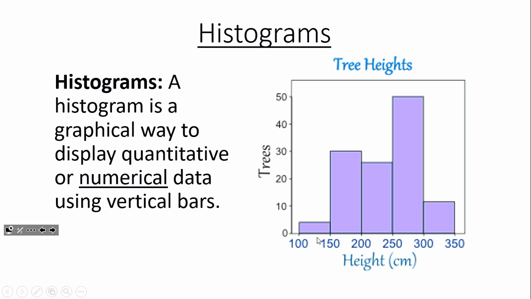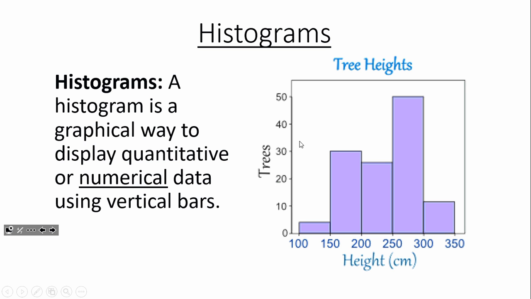This is not just one quantity, like how many people like Pizza Hut the most, how many people like Papa John's, and how many people like Papa Murphy's, and so on. All right? This says from 100 to 150 centimeters. So how many trees approximately are in the height of 100 to 150 centimeters? Okay? And then this is another range, 150 to 200. So you can tell a lot more trees, 30 to be exact, have a height between 150 and 200.